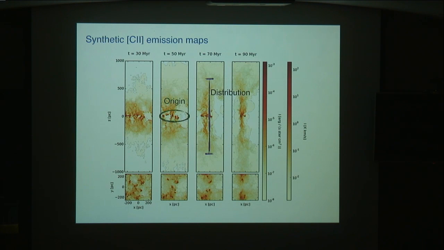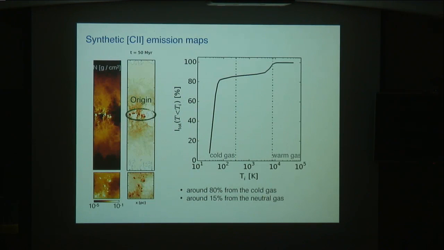Now, we want to analyze those simulations concerning the origin of the emission and its distribution. So for the origin, we are interested in finding out from which temperature phases of the ISM the emission comes. So what we do is we cut our simulation box. We take, for example, here only gas into account up to a certain temperature. We make this radiative transfer simulation and see how much of the total intensity we actually get from those cut boxes. So if we cut at 100 Kelvin, so only take the cold gas into account, then we already get about 80% of the total intensity. And we have a second contribution to the C2 line emission from the neutral gas phase, here between 4,000 and 10,000 Kelvin.